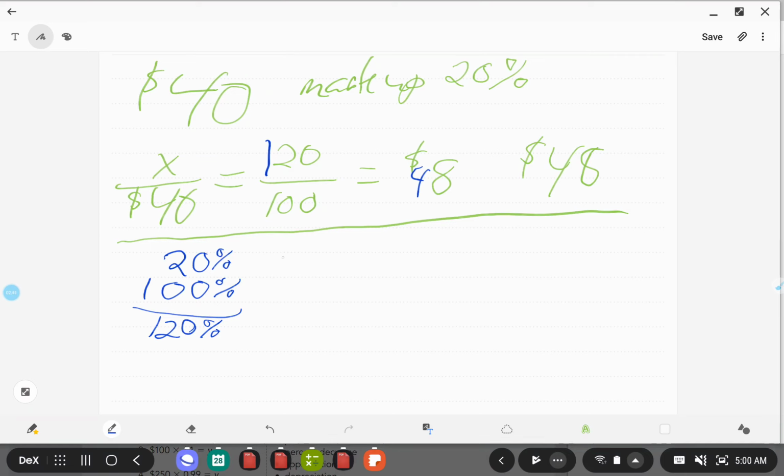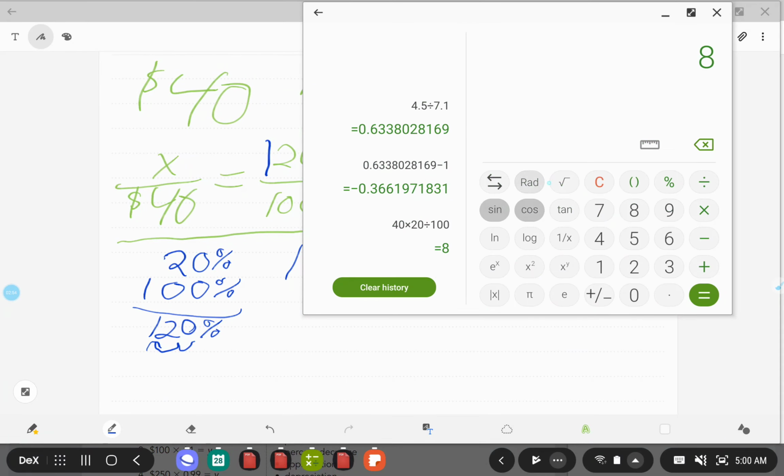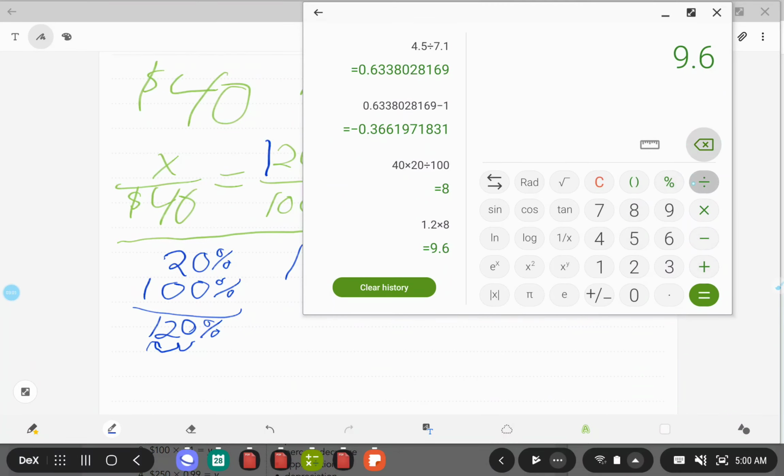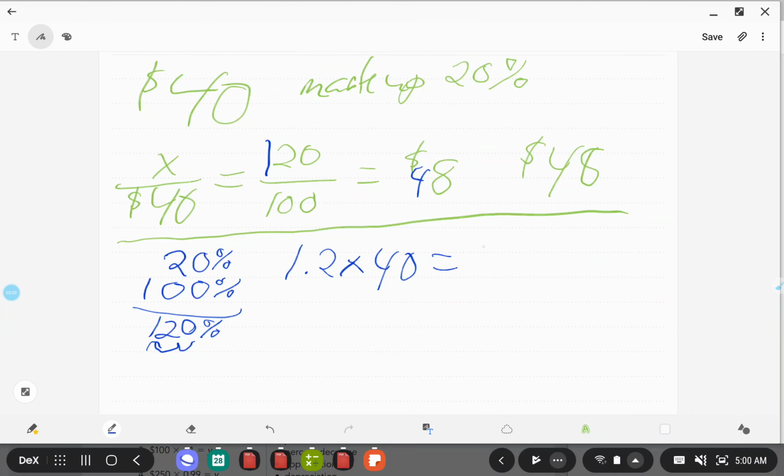where I change my percentage into a decimal. So 120% becomes 1.2, because the decimal point gets moved 2 places to the left. So I have 1.2 times the original, which is 40. And then that should give me the answer of 48, just like the other one did, because you should get the same answer regardless of how you do it. Oh, I did that wrong. Sorry. It was 1.2 times 40. 48. There we go, right?